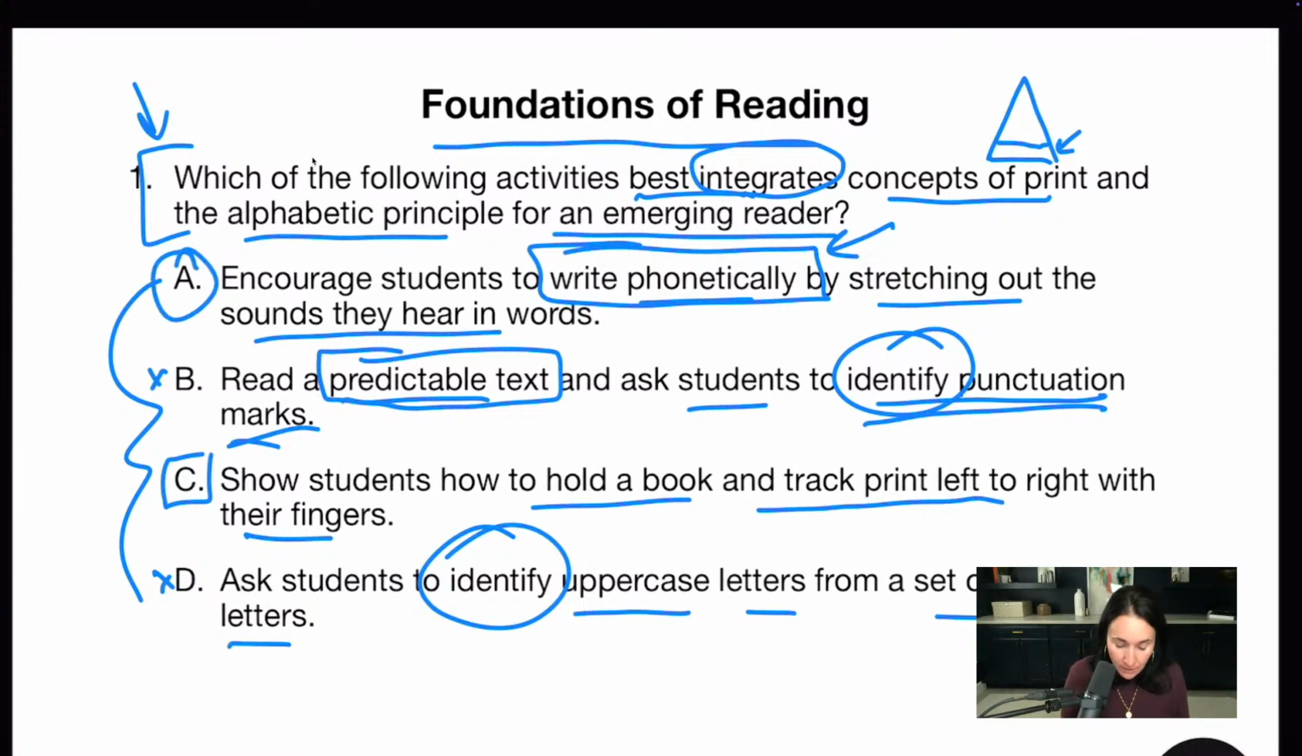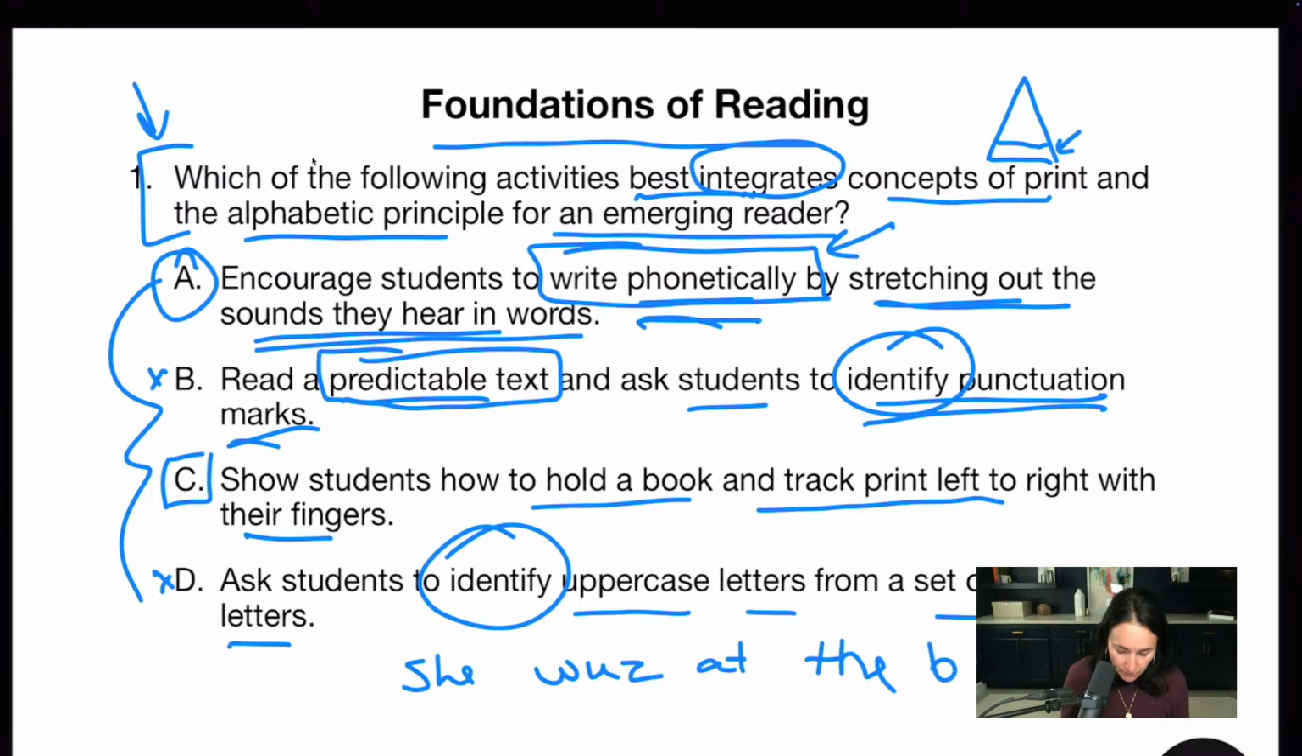A is better because it's concepts of print by stretching out the sounds they hear in words, because you're actually writing phonetically. And when we write phonetically, it's when we write the way things sound. So if I write, for example, I'm going to put it down here. She was at the beach, right? Notice that was and beach are kind of phonetically spelled, right? These are very important skills that a student is having, even though it's incorrect.